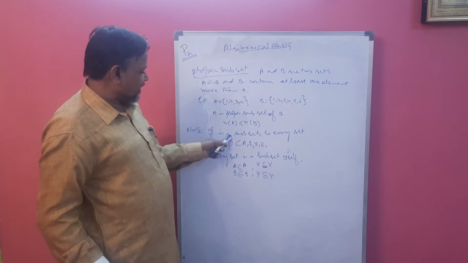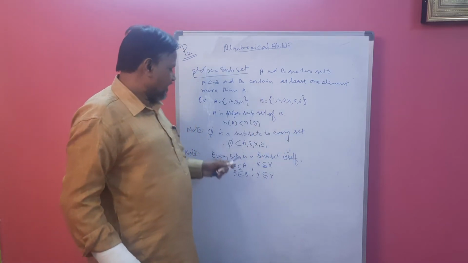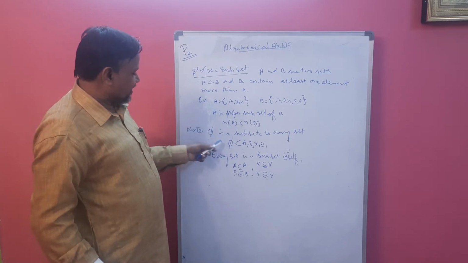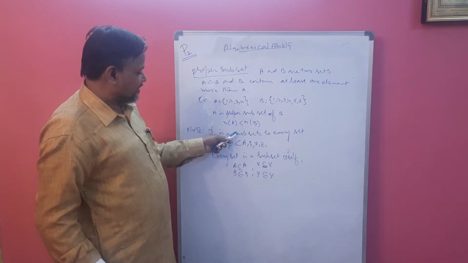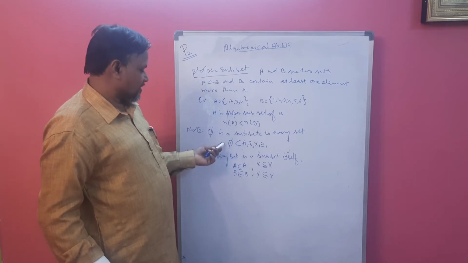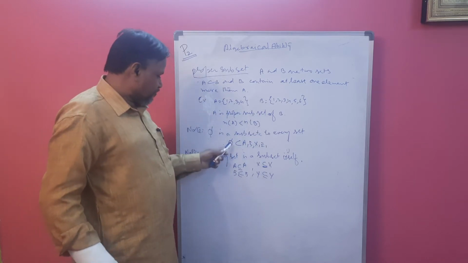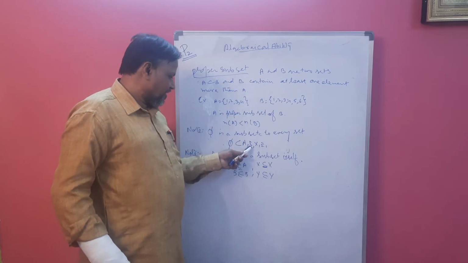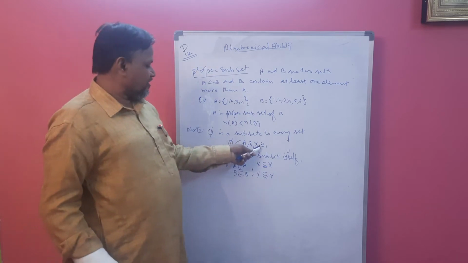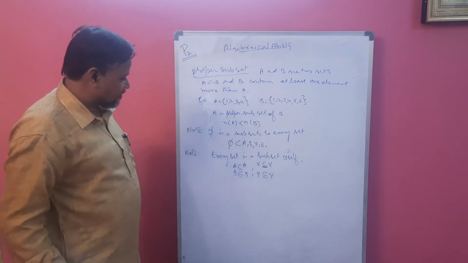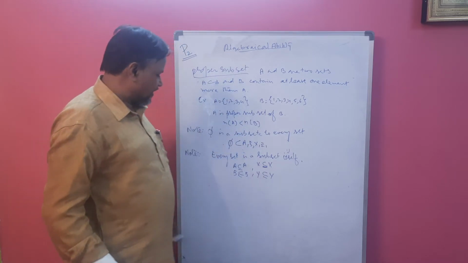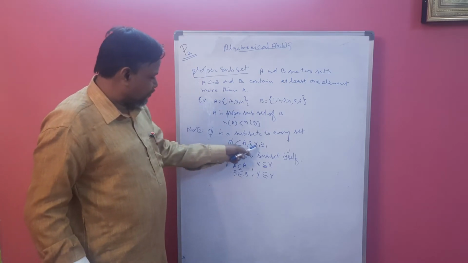Note, phi is a subset of every set. The null set is a subset of every set. Remember this special property. Here phi is a subset of A, where A is any set. Phi is a subset of B, of X, of Z also. Here A, B, X, Y, Z are any sets, either finite or infinite, numbers, alphabets, or any type of sets. But phi is a subset of all.